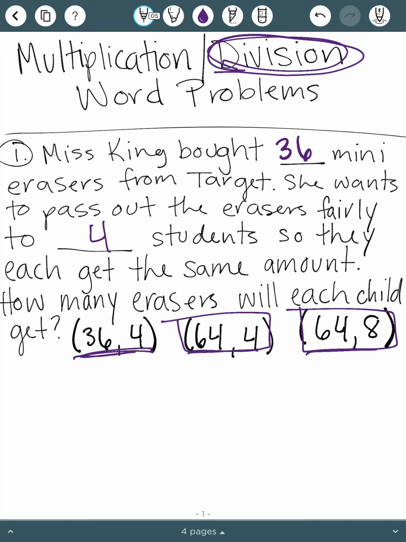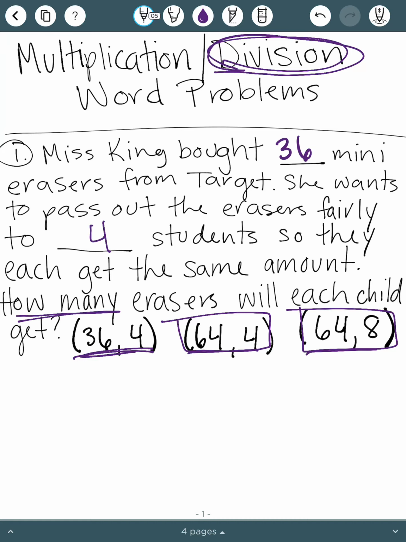I always ask a couple questions if they're really struggling, like what's the total? So we always want to say, how many erasers do we have? In this case, our total is 36, and then I'll ask them, okay, how many people are going to get erasers? They say 4, so we know that's how many groups we have.